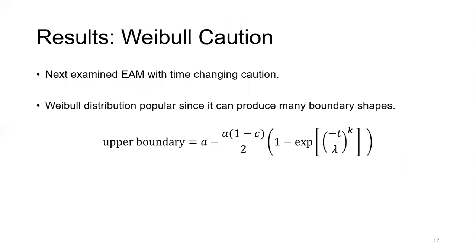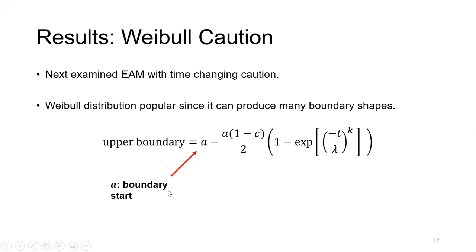We next examine an evidence accumulation model with time-changing caution. The goal of this program, after all, is to expand the class of evidence accumulation models we can use, so we want to do more complex things than just the drift diffusion model. We in particular use the Weibull distribution, which is popular since it can produce many different boundary shapes and is commonly used in the literature. We provide the function for the Weibull boundary below, and we'll briefly talk about the parameters so we can understand what is on the posteriors on the next slide.